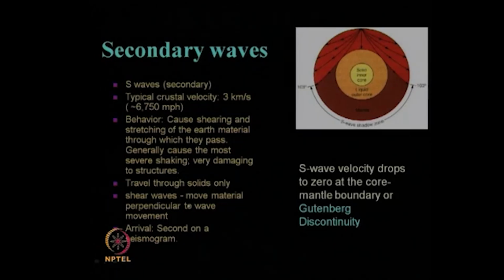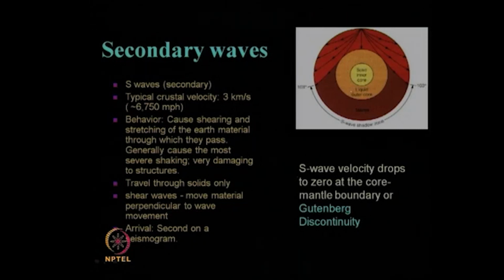So, shear waves move material perpendicular to the wave movement, that is, if this is the direction of the movement of the wave, the particles move perpendicular to that, 90 degree to that, and their arrival in the seismograph is second. So, when you are recording on a seismogram, it will show this arriving second after the P wave. So, the P wave, because of its highest velocity among all the seismic waves, will arrive first, then the second one will be the secondary wave.